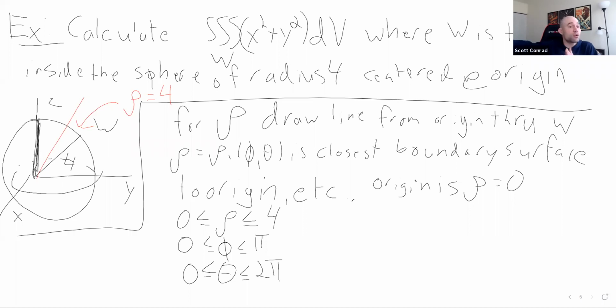If we got, say, just the right half of the sphere, say the bit where y is positive, what would theta go from? What would be the bounds for theta if I just get the right half of the sphere? Zero to pi, exactly. Yes. So if you can figure that out, then you understand how theta works. Okay, so we have our bounds for rho, phi, and theta.